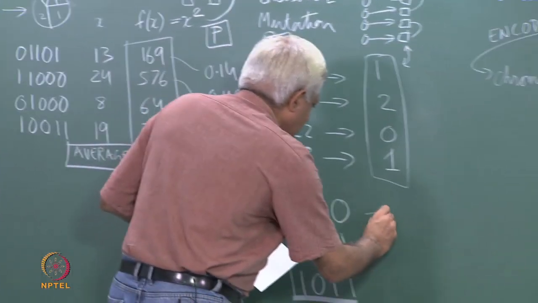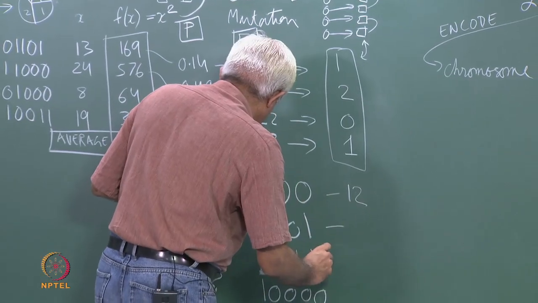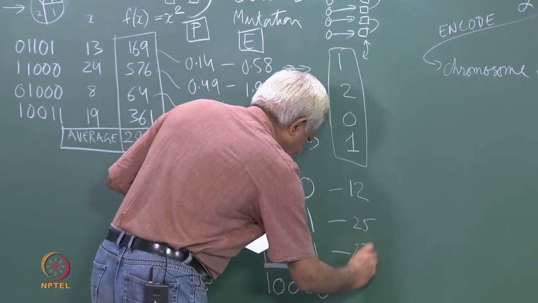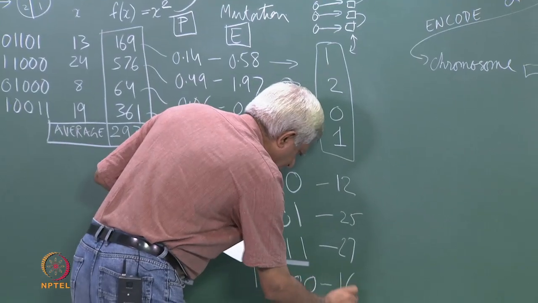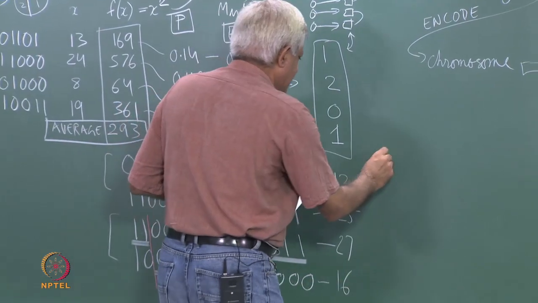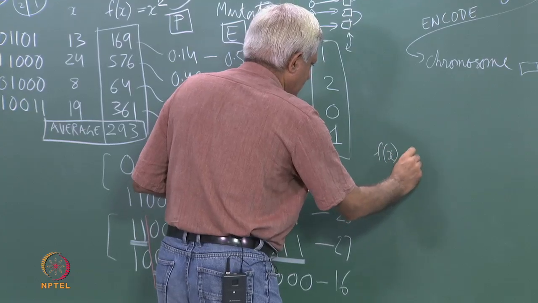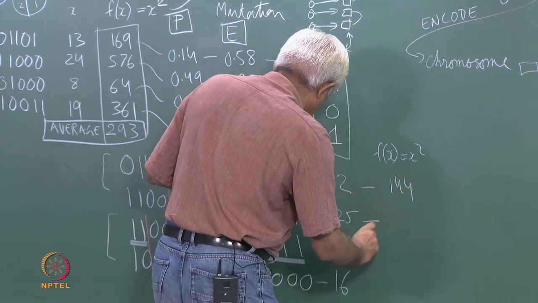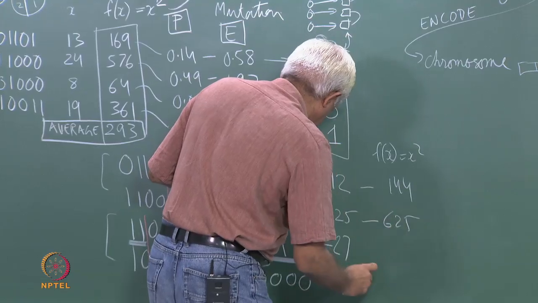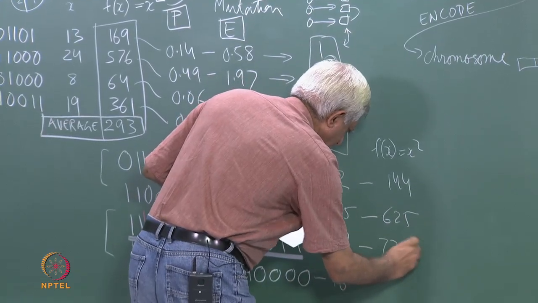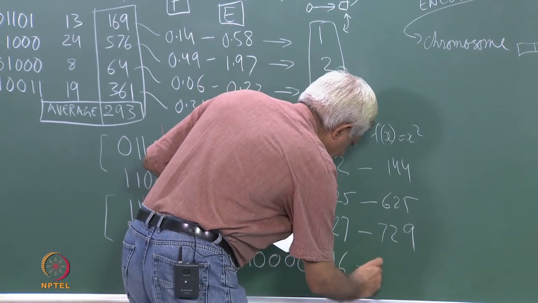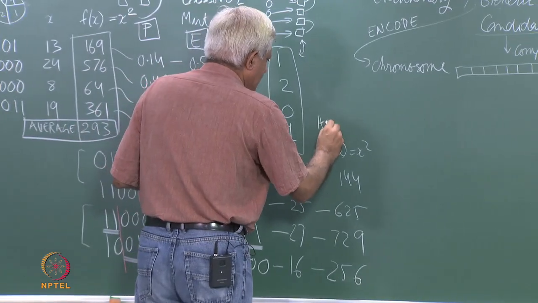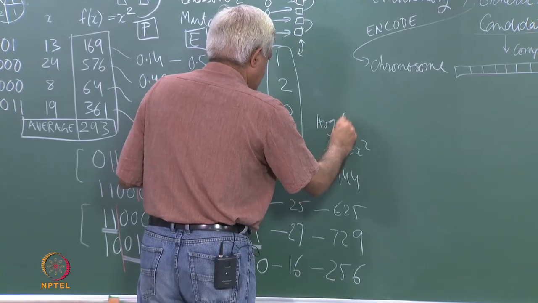So, these numbers correspond to 12, 25, 27 and 16, and their f of x, which is equal to x square, corresponds to 144, 625, 729, 256. So, the first thing is that the average for this new population is 439.